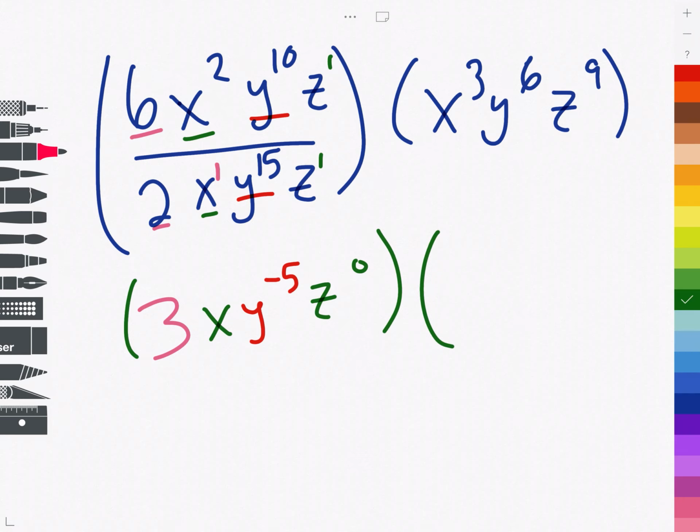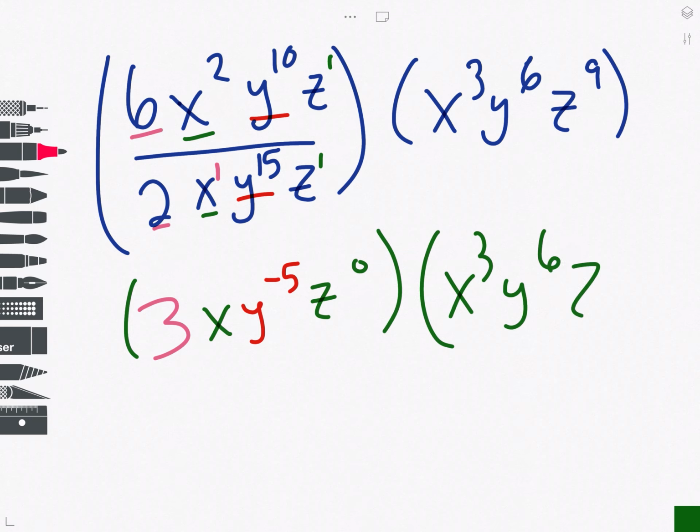Then times, we'll just leave this guy for now, x cubed, y to the 6, z to the 9. So put it in parentheses. I'm going to go back and add on to our original problem just for giggles. Let's say there was a squared there. So now there's still a squared there.